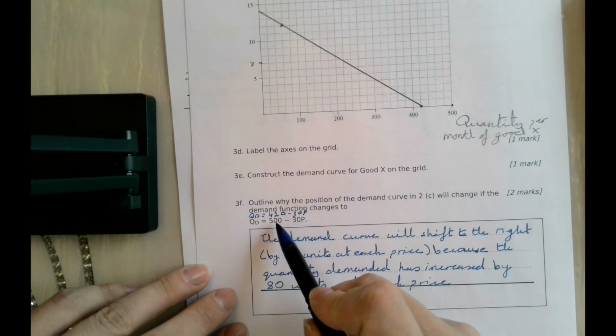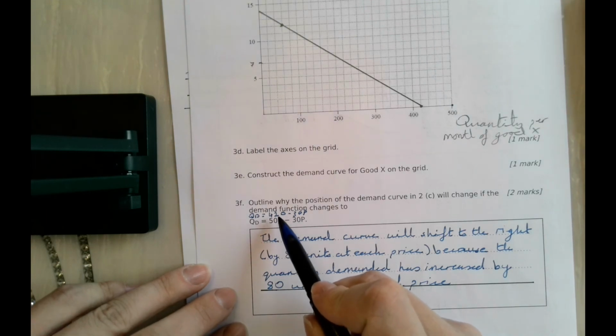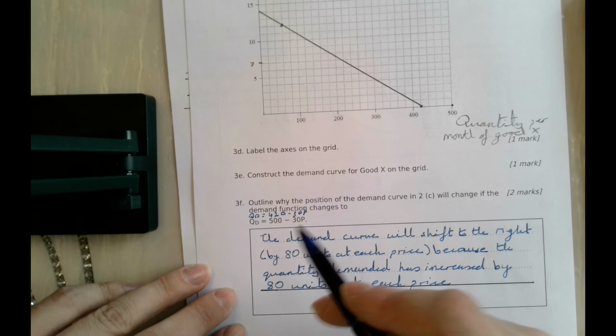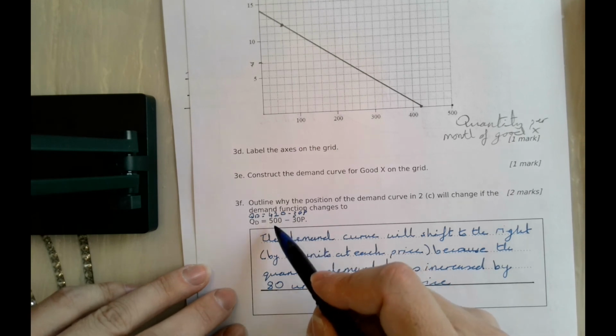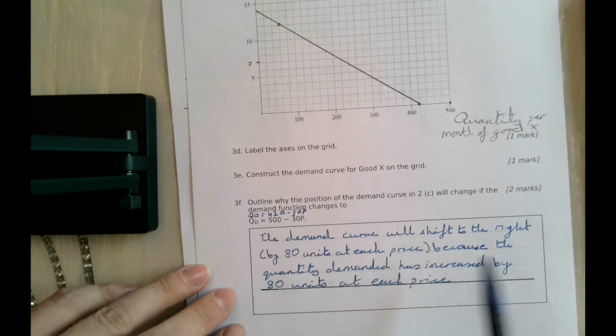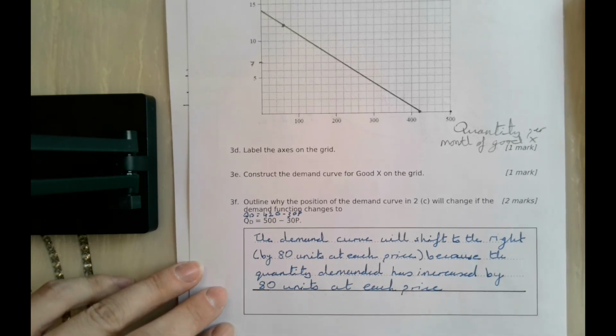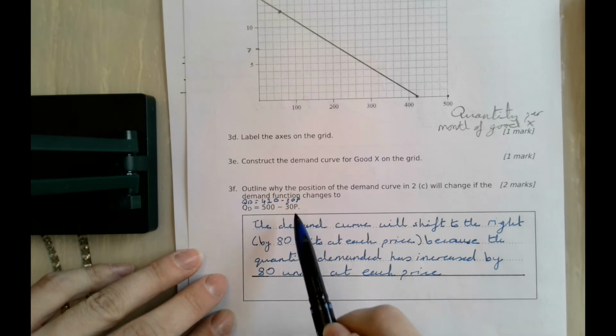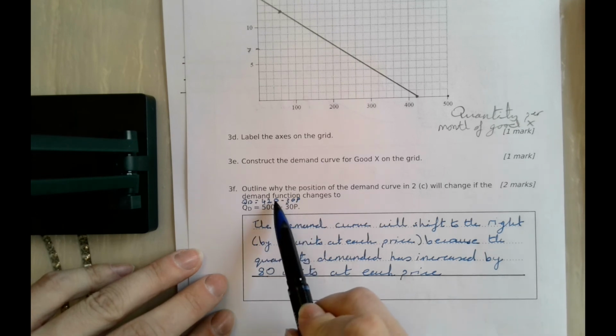This has increased the number on its own, autonomous consumption. Well, it's not really, but it's consumption irrespective of price. Consumption that would occur if price was 0. Because this has increased by 80, the demand curve will shift to the right. By how much? 80 units at each price. At every single price, 80 units more will be purchased. Why? Because the quantity demanded has increased by 80 units at each price. Whatever the price was, this is 80 units bigger than that.